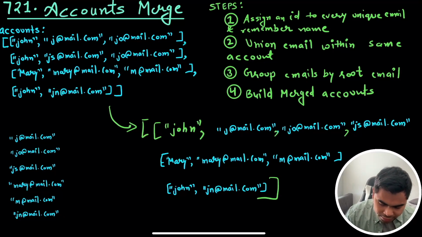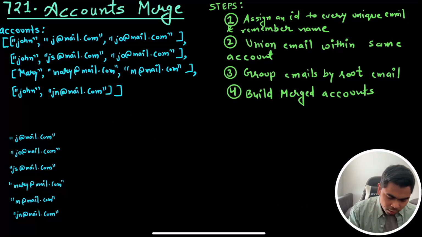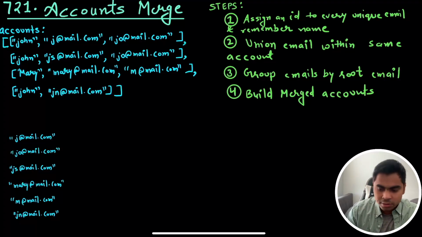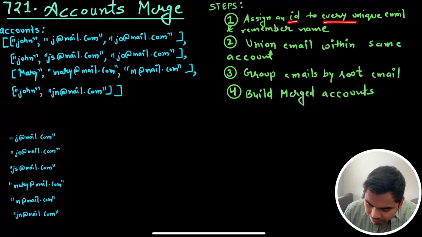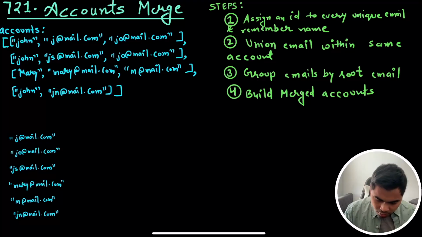So there are 4 steps. There are 4 steps that we need to do to get our answer. What are those 4 steps? Those 4 steps are right here. I've just written it already for us. First is assign an ID to every unique email and remember the name. Okay, so that is for basically these unique emails that we have.